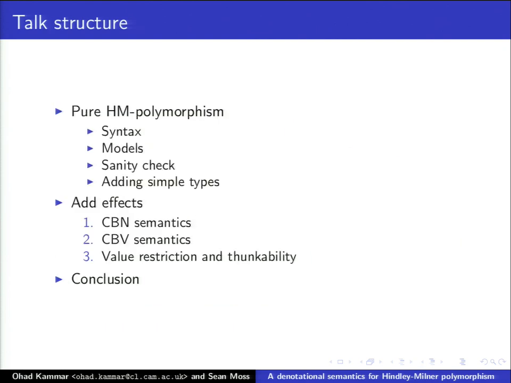Okay, so what we're going to talk about. So first, I'm going to start with a pure calculus that has only Hindley-Milner polymorphism in it, which makes it a bit boring, but it makes it clear what structure I'm looking for. And I'm going to give you the syntax, the models, and some kind of easy sanity check theorem to make things work out, justifying a beta reduction. And then I'm going to briefly talk about how to add simple types to this calculus, because it really has nothing. It just has let polymorphism.